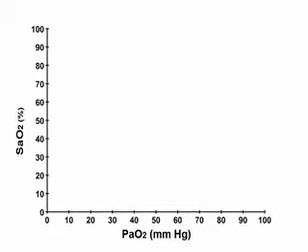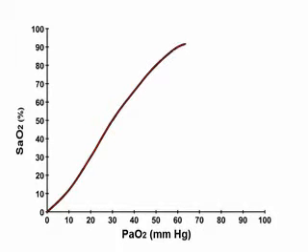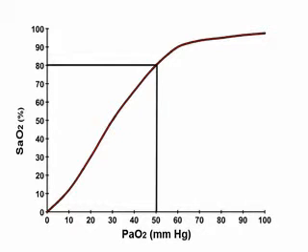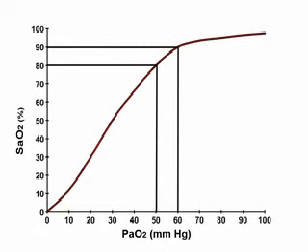The hemoglobin-oxygen dissociation curve shows the relation between PaO2 and SaO2. The affinity of hemoglobin for oxygen varies at different partial pressures of oxygen, and although the relation is not linear, increases in PaO2 lead to higher SaO2. In general, 80% saturation corresponds to a PaO2 of 50 millimeters of mercury, and 90% saturation corresponds to a PaO2 of 60 millimeters of mercury.